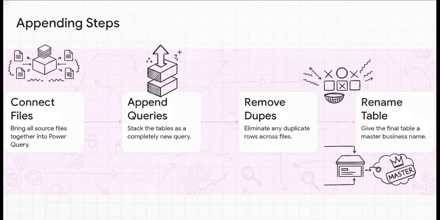Now, pay close attention here because the workflow is actually backwards from merging. With merging, you usually clean up your individual tables first and then combine them. But with appending, you bring all the raw source files together first into one massive table. Then you perform your global cleanup, like aggressively removing duplicates that might have sneaked in across the monthly files and renaming this final massive result into a master orders table.